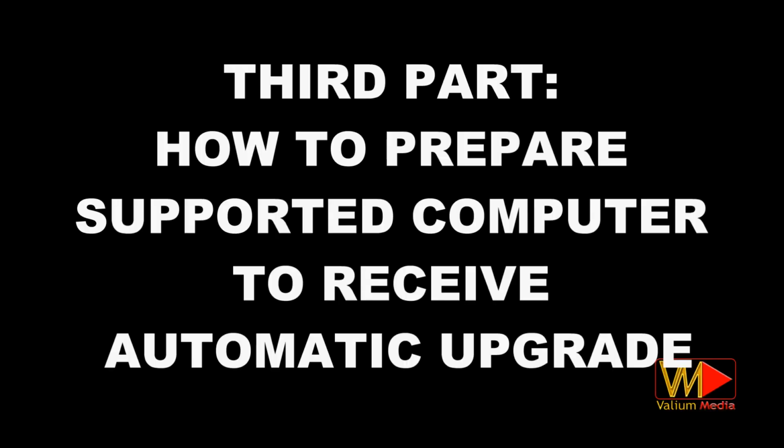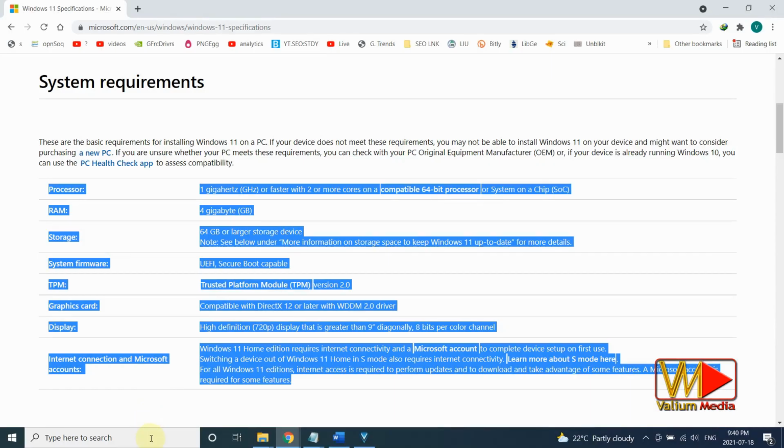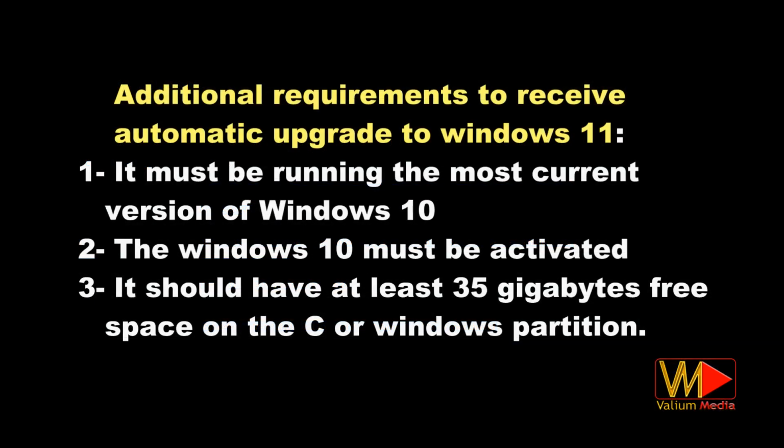Third part, how to prepare a supported computer to receive the automatic upgrade. If your computer meets the minimum requirements, there are additional requirements in order to automatically upgrade to Windows 11, which are: it must be running the most current version of Windows 10, Windows 10 must be activated, and it should have at least 35 gigabytes of free space on the C or Windows partition.